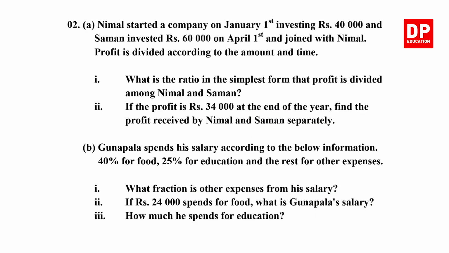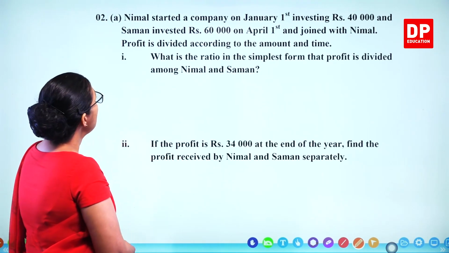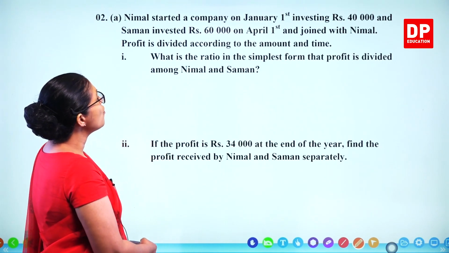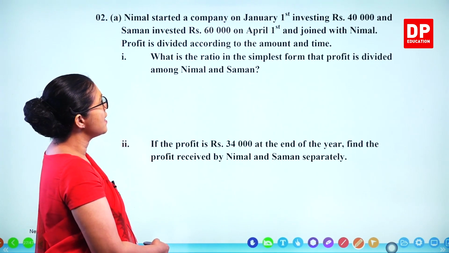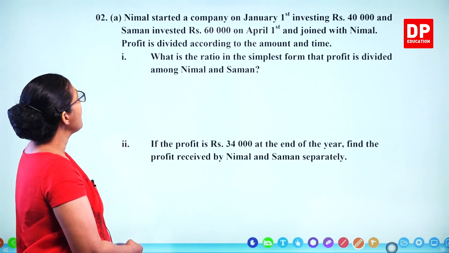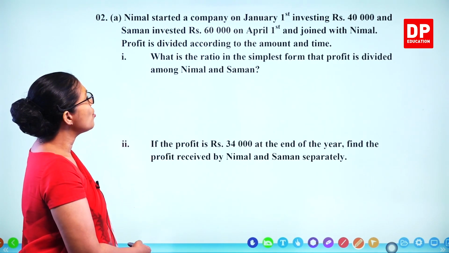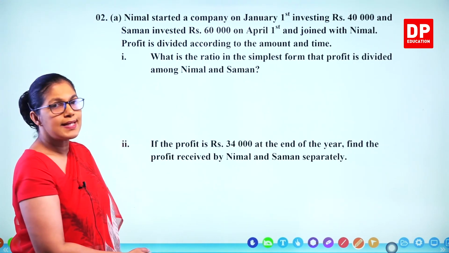Let's take question number 2. Nimal started a company on January 1st investing 40,000 rupees, and Saman invested 60,000 on April 1st and joined with Nimal. Profit is divided according to the amount and time. What is the ratio in the simplest form that profit is divided among Nimal and Saman?